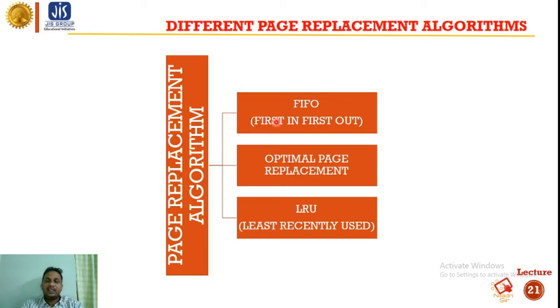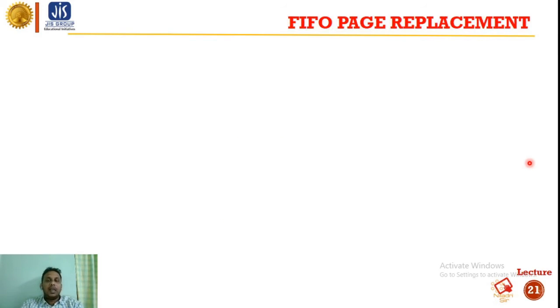So as you can see, there are mainly three algorithms. The first one is FIFO, that is first in first out. The next one is the optimal page replacement algorithm, and the third one is LRU, that is least recently used. These are the three main page replacement algorithms. Let's discuss each one of them. The first one is the FIFO page replacement algorithm.